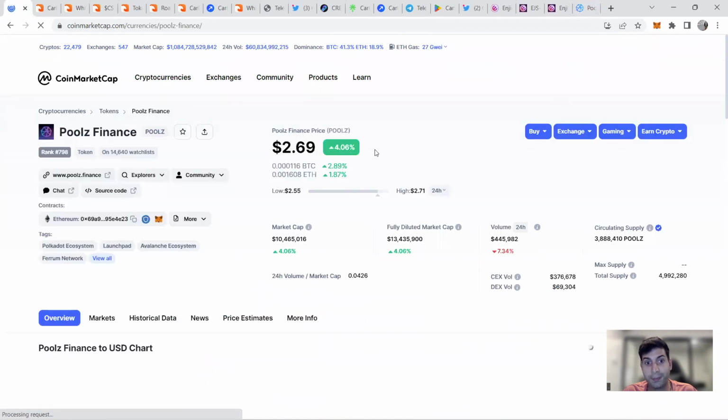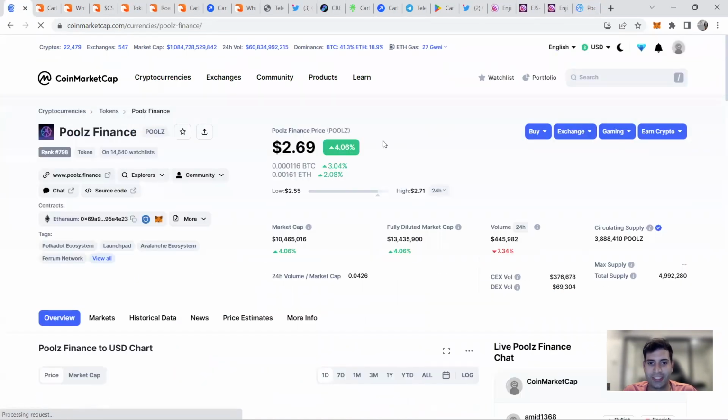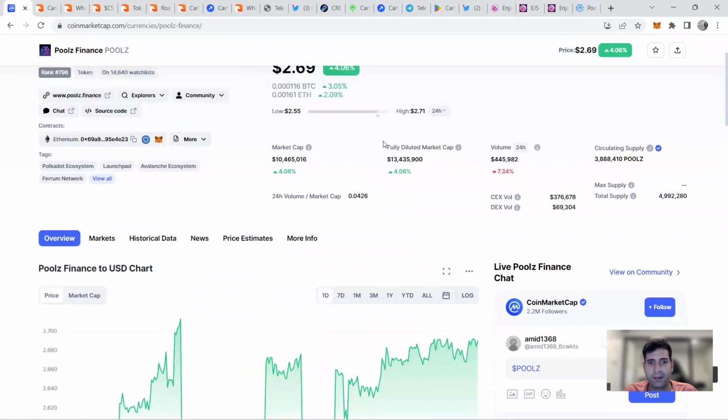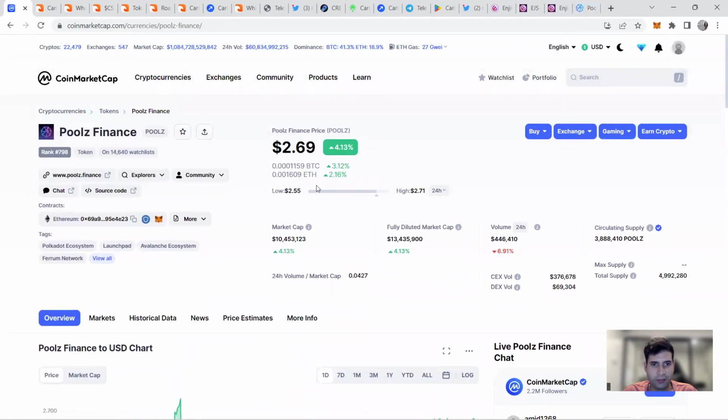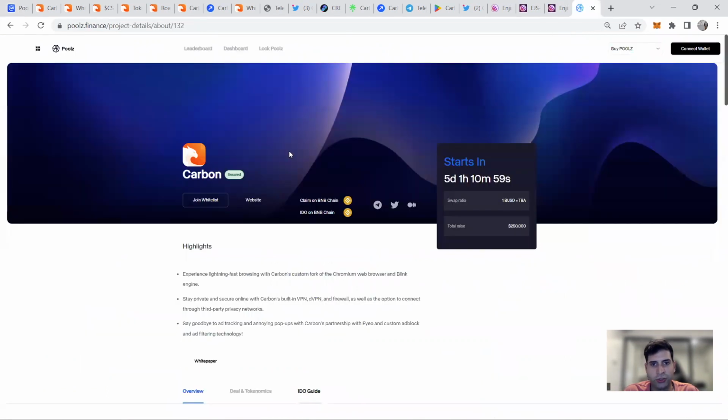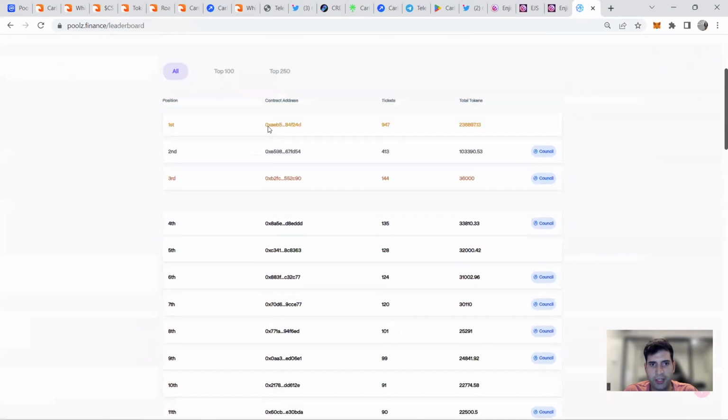Oh, well, it's going up. $2.69 now. But let's just say $2.60, because there's a bit of volatility right now. So at a price of $2.60 for 250, you are looking at around $600, $700 worth of token. And you stake that, and they have a leaderboard on how many people have staked their token. Based on the staking, you can participate in the IDO, and you have to lock first.